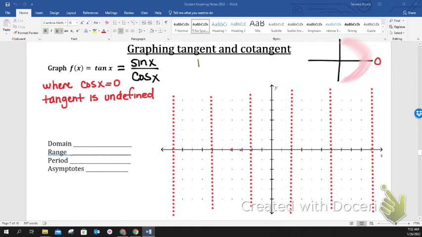So tangent of 0 degrees, because it's just a pattern. Once you figure out the pattern, the rest of it is really simple. So tangent of 0 degrees is going to equal sine of 0 degrees divided by the cosine of 0. So look at your unit circle. What is the sine of 0 degrees? And the cosine of 0 degrees is 1. What's 0 divided by 1? Okay, so let's go ahead and put a point at 0, 0.